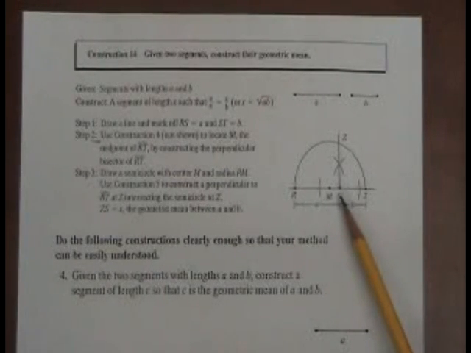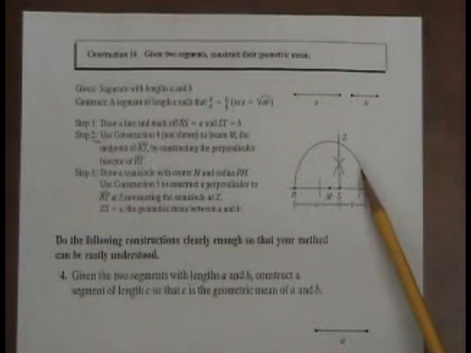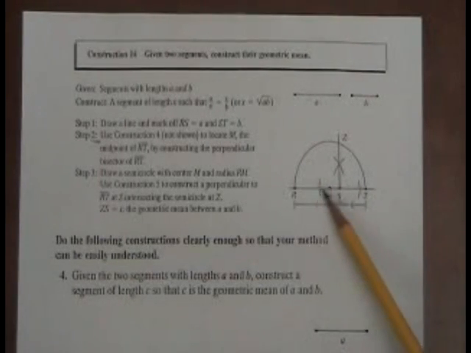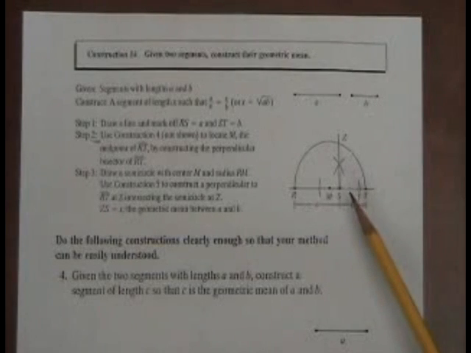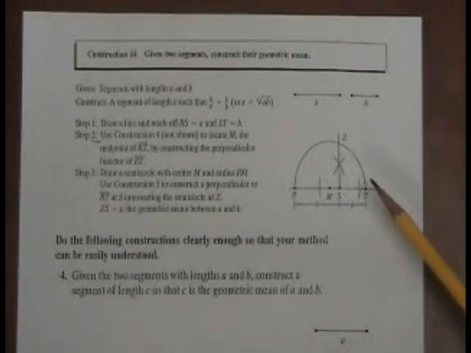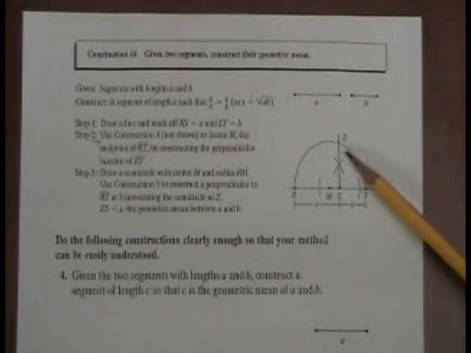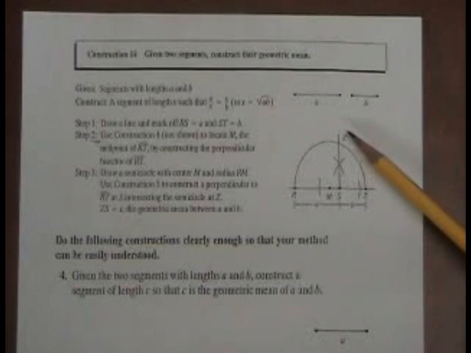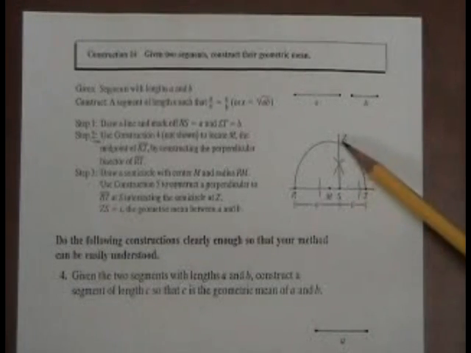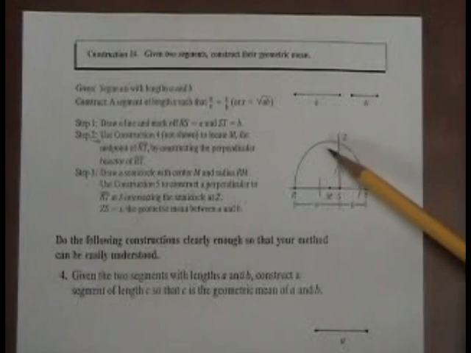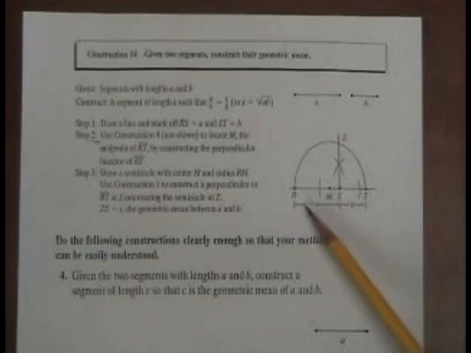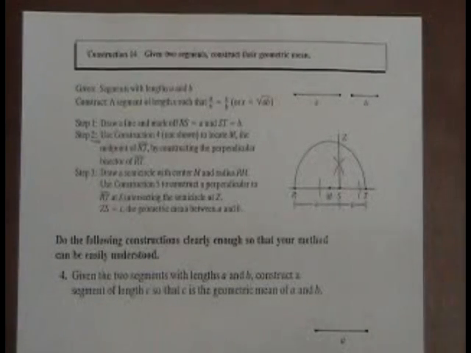Once you've done that, we're going to use that radius and draw a semicircle around from R to T using radius M. We'll then follow the directions and find a perpendicular from S going up. It will intersect the circle there at Z, and then that point will establish the geometric mean. ZS is the geometric mean between segment A and B.